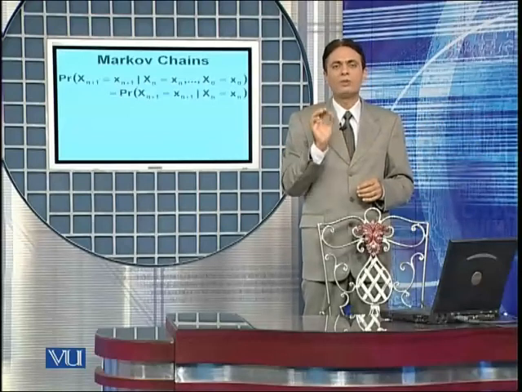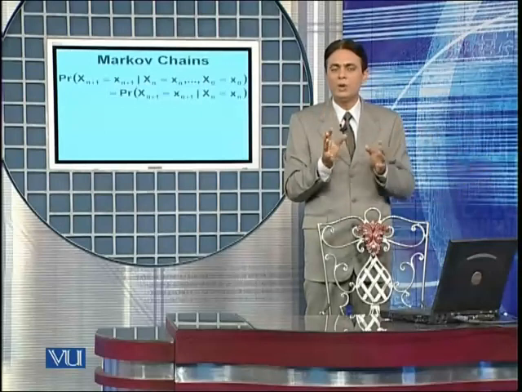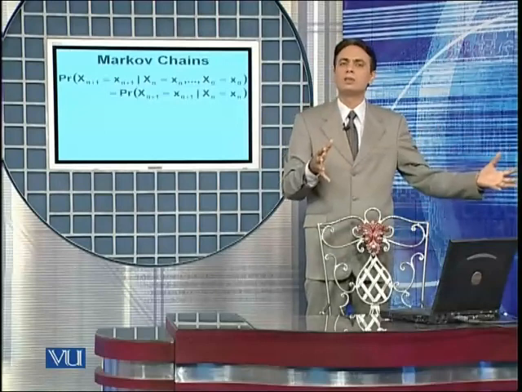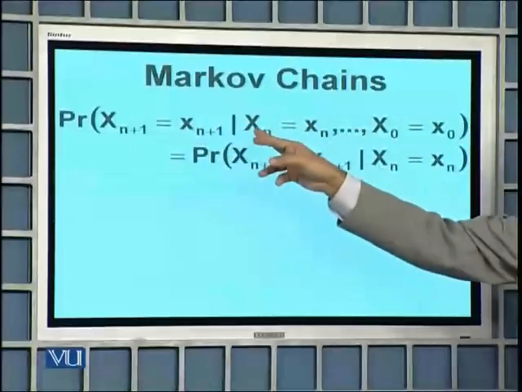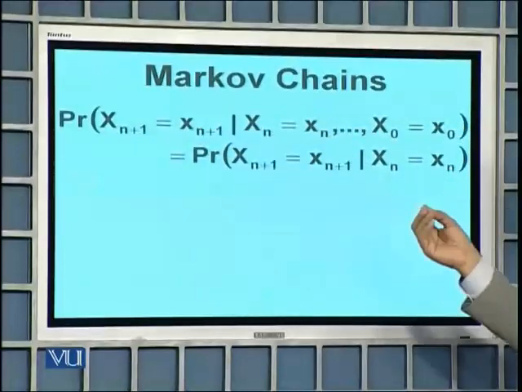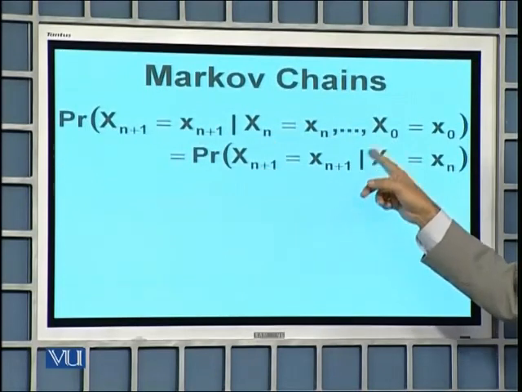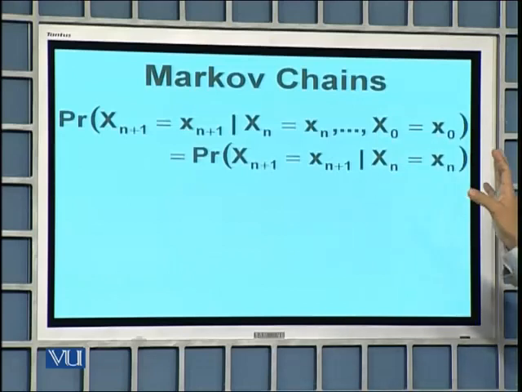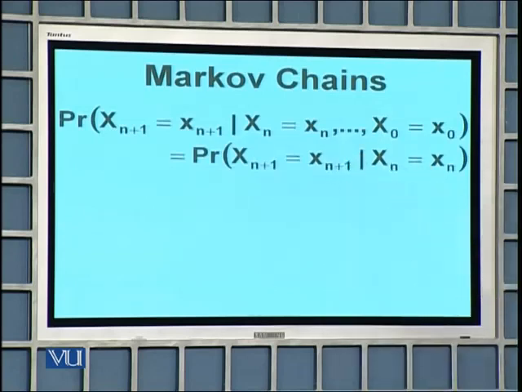So capital X of n plus 1 does depend on all the variables, but the value of the immediately preceding random variable, capital X n, captures all the history. Hence, the probability of this random variable given all the history is equal to the probability of it being equal to small x n plus 1 given the value of the immediately preceding random variable. So the Markov property lays out the rule for the relationship and conditional probabilities between a collection of random variables.